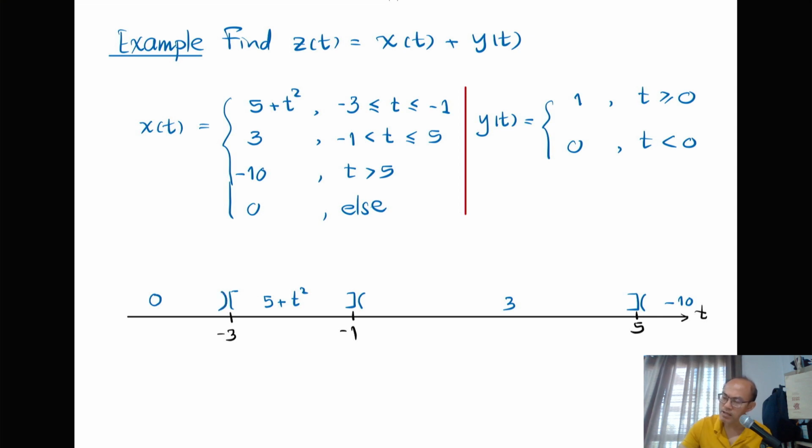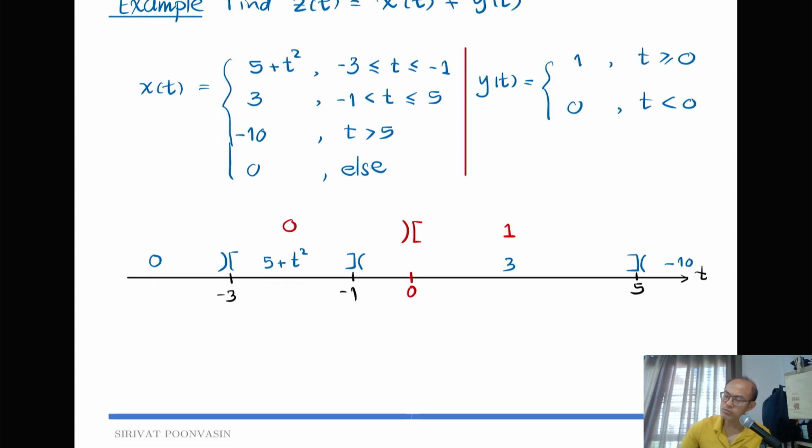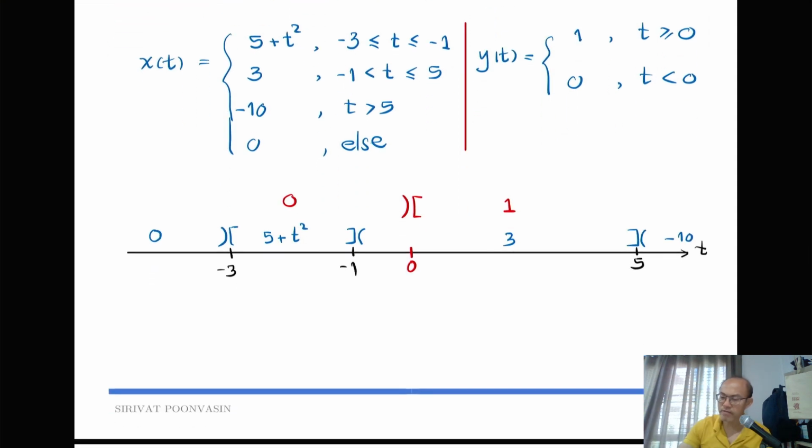Now for y, we only have time equal to 0, so let's mark it down. The time equal to 0 would be here. And when time is greater than or equal to 0, let's put a closed interval marker here. y is 1. And when time is less than 0, y is 0. So now we have to add them together.